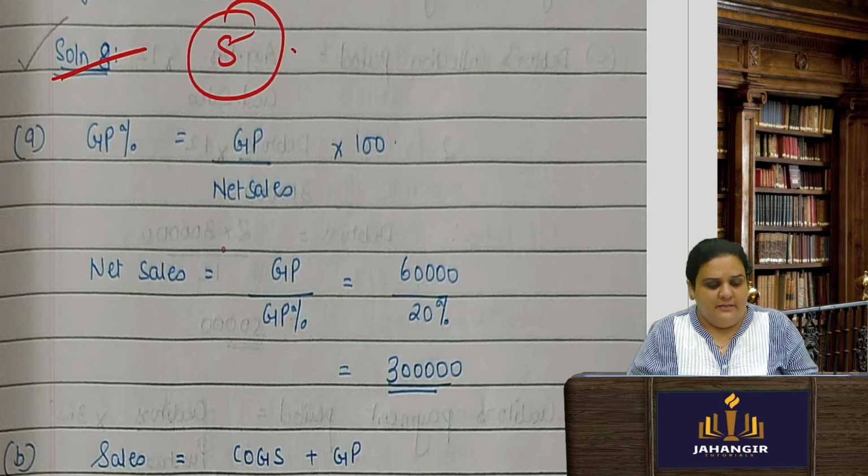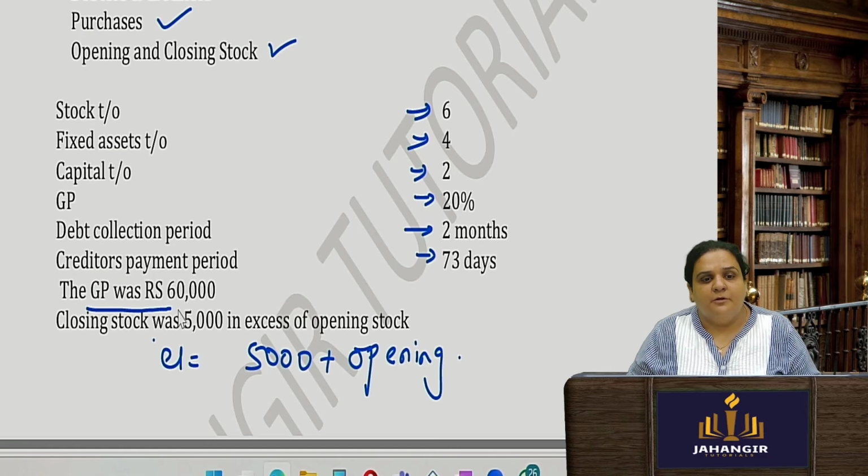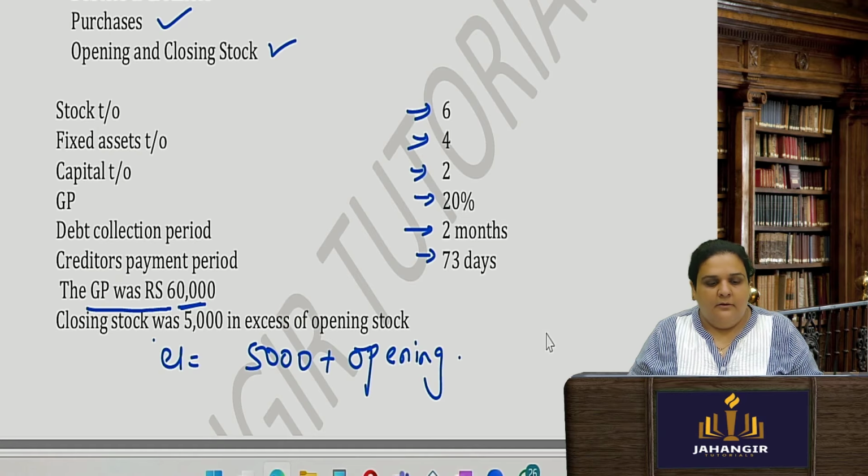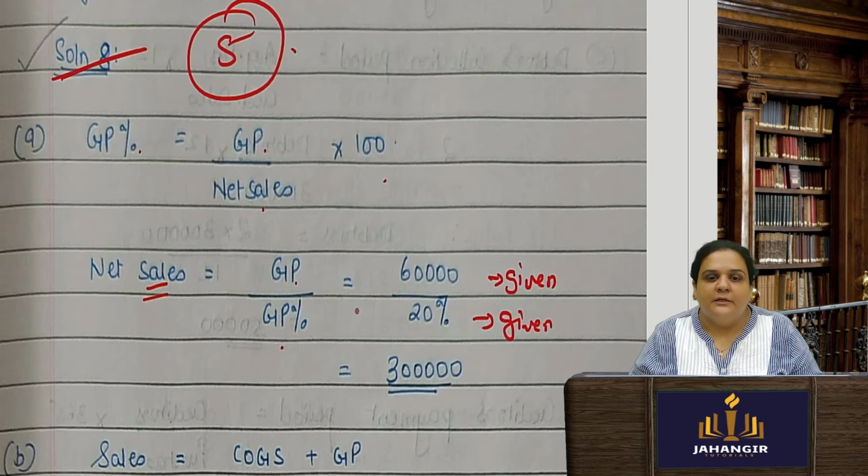Fine. First I will start with whatever I have. I have got gross profit. Gross profit will help me find the sales amount. How? Gross profit margin ratio. Gross profit margin is nothing but gross profit upon net sales into 100. I don't know my net sales, so I'll bring that on the other side of the equal sign: gross profit upon gross profit ratio. Gross profit is given. Gross profit ratio is also given. See, here they have given me 20% and 60,000 of gross profit. That means my net sales is 3 lakhs.